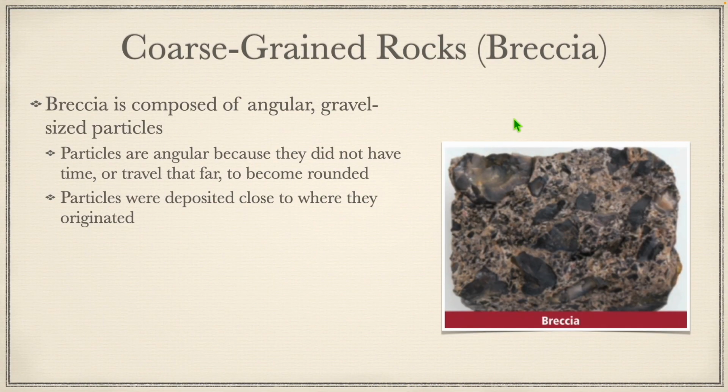You compare that to breccia. This is another coarse-grained rock. But breccia is composed of angular gravel-sized particles. So the big thing here is these are more angular-sized pieces. Really, that's the difference between a conglomerate and a breccia. The breccia has these angular particles in it. The particles are angular because they did not have time or travel that far to become rounded. So these basically form pretty close to where they were weathered off the original parent material. And the particles were deposited close to where they originated. So these did not travel very far, so they were not rounded very much.